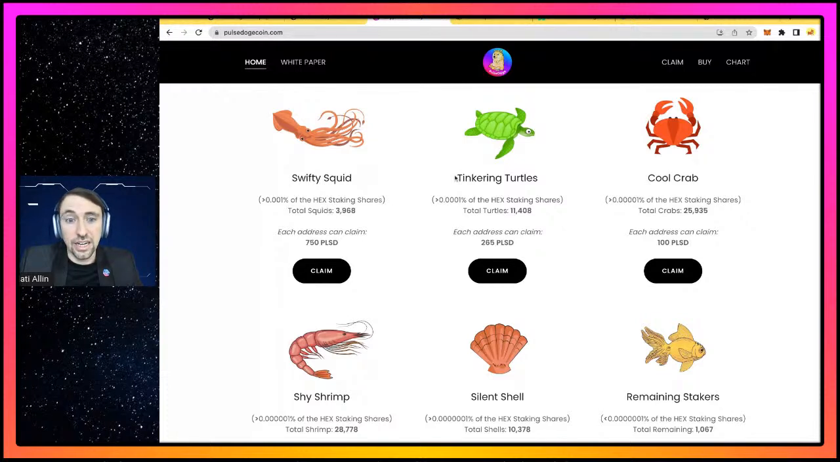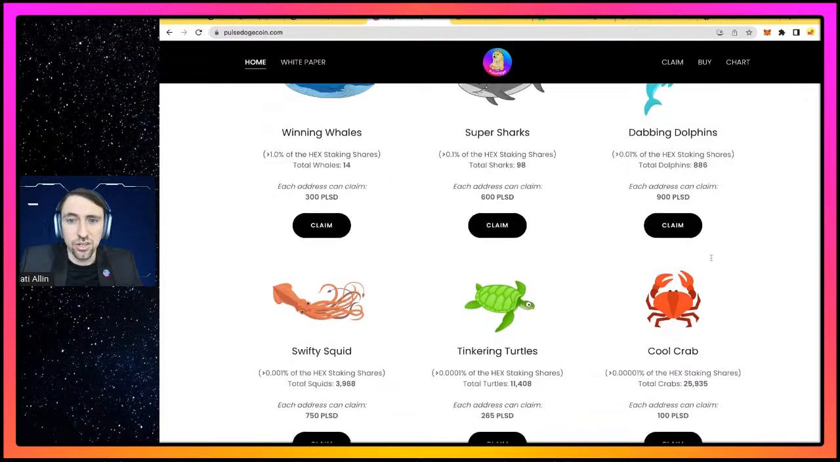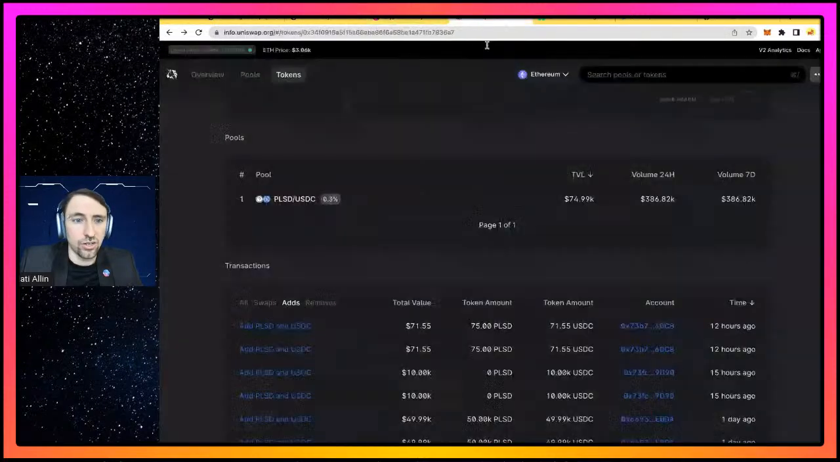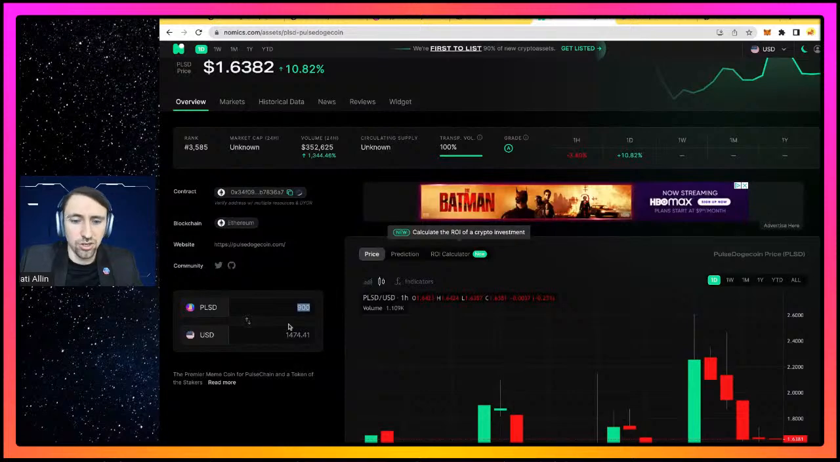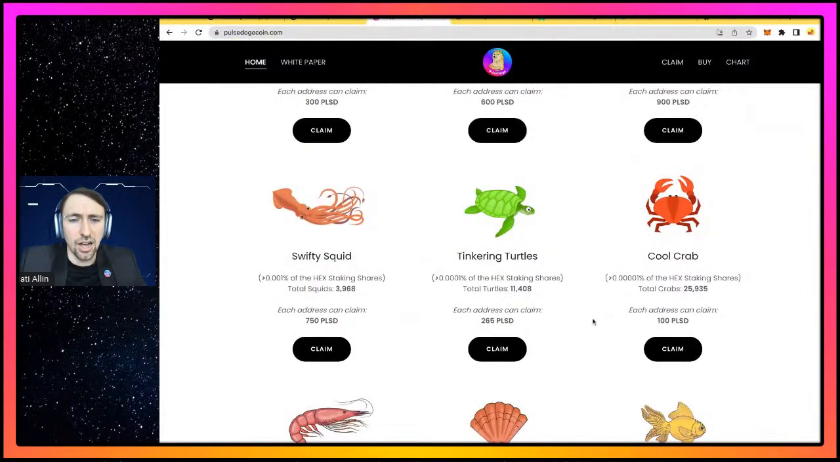The Tinkering Turtles here are getting 265 PLSD. And I should probably say, if you're a dolphin, you have about 1,000 TShares. If you're a swift squid, you have about 100 TShares, and as a squid you're getting 750 PulseDoge. So that's about $1,300 at today's prices. If you're a Tinkering Turtle, that means you have about 10 TShares or so. Shout out to the turtles.